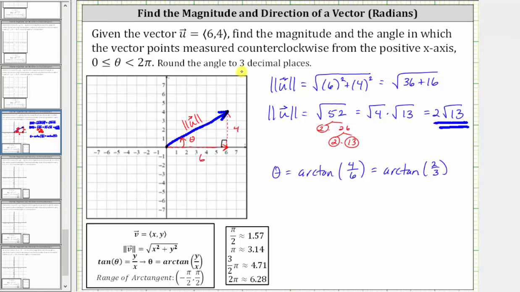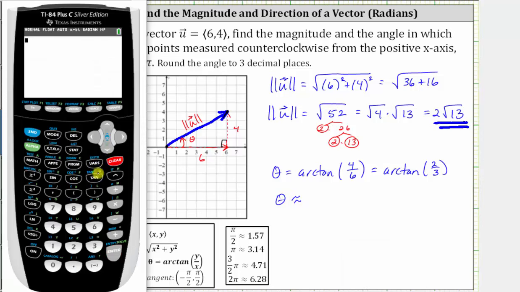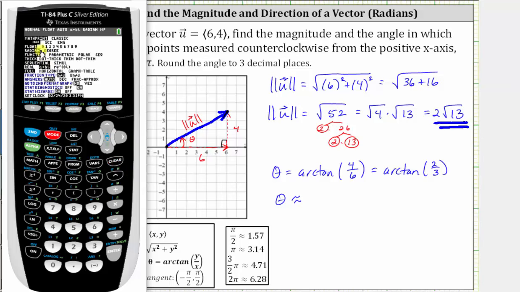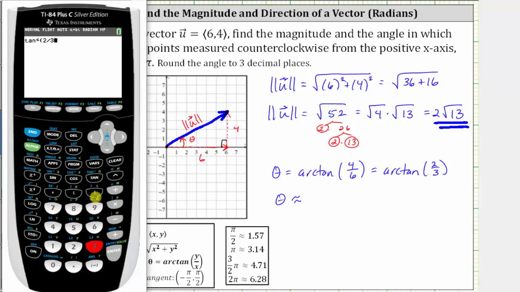And notice how we are told to round to 3 decimal places. So going to the calculator, we first need to verify that we are in radian mode, not degree mode. So we press the mode key, and notice how radian is highlighted. If it wasn't, we would highlight radian and press enter. Going back to the home screen by pressing second mode, we press second tangent, 2 divided by 3, close parenthesis, and enter. To 3 decimal places, we have 0.588 radians.